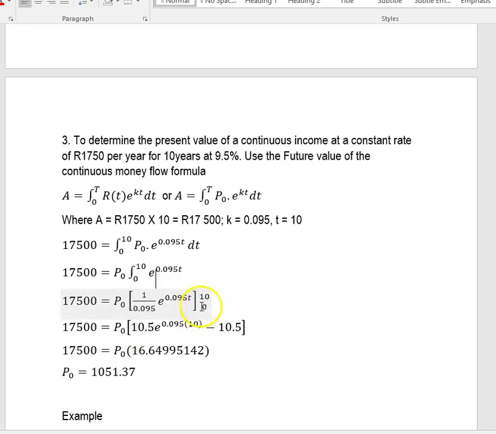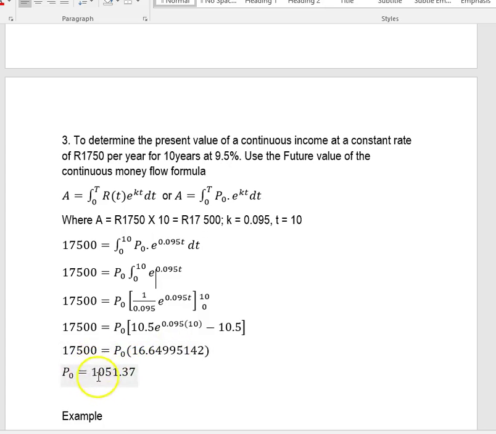And then after that you put 0. If I put 0, I'm going to have that. And then I subtract the 2, I'm going to have that. Now at this junction here, to find your present value that you're going to be putting in every time, you divide 17,500 by that 16.64, and that gives you that.